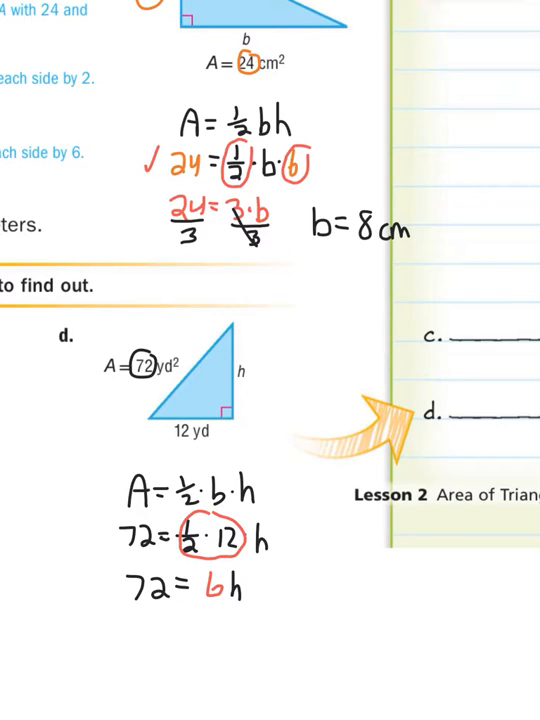And last, you just had to solve that. Divide by 6, and you would get your height. 72 divided by 6 is 12. Did you remember your unit, 12 yards, not square yards, because it's just the height? All right, if you went through D completely on your own and got it right, then you are definitely doing a great job. If not, remember, we'll keep practicing it, and you can ask me for help as well.